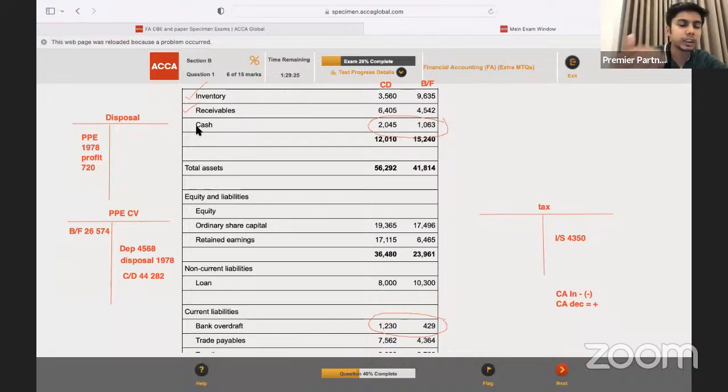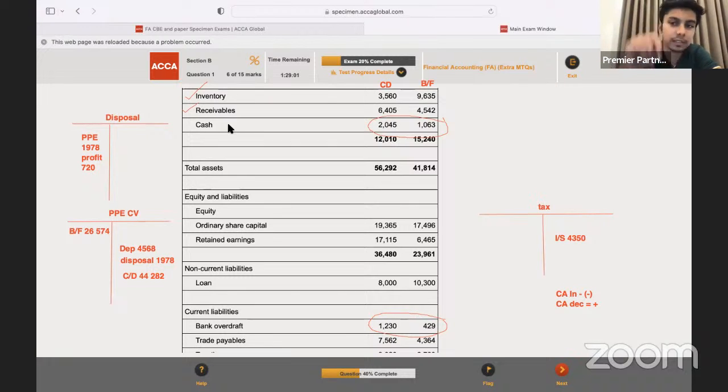Remember, cash will always come in the last part of the cash flow statement format. Now, those who know the cash flow statement format, at the end, what do we have? Cash and cash equivalent at the beginning. Cash and cash equivalent at the end. For that only, we need the cash balance. Equivalent at the beginning, equivalent at the end. Are you clear with that part?